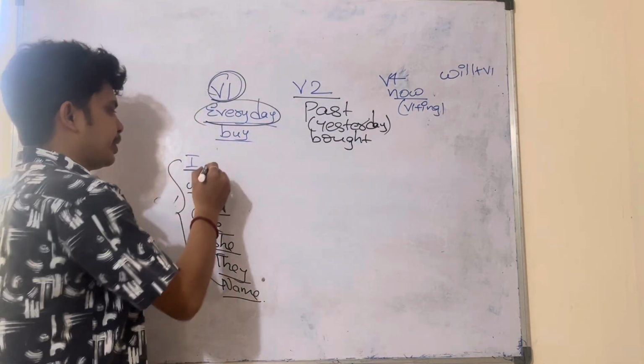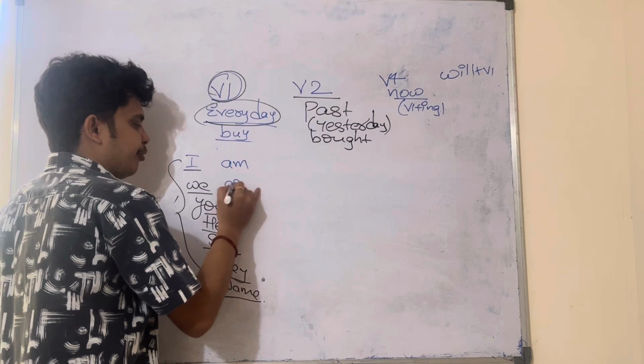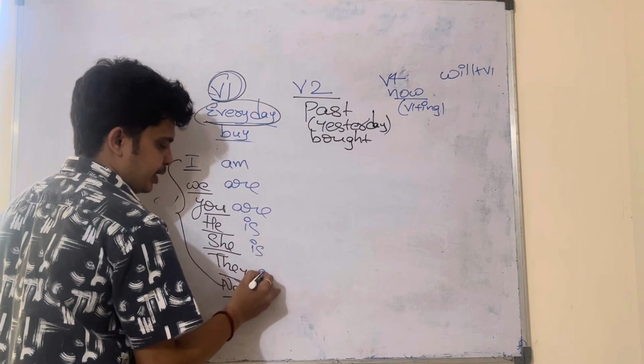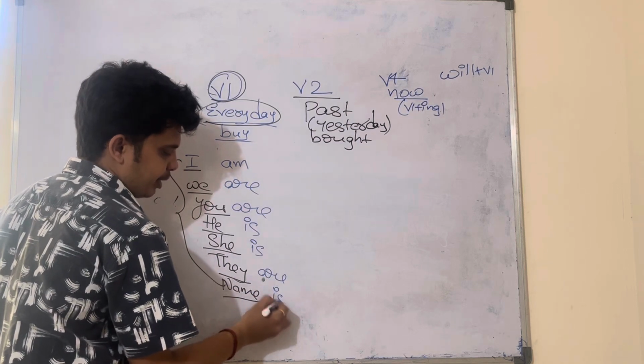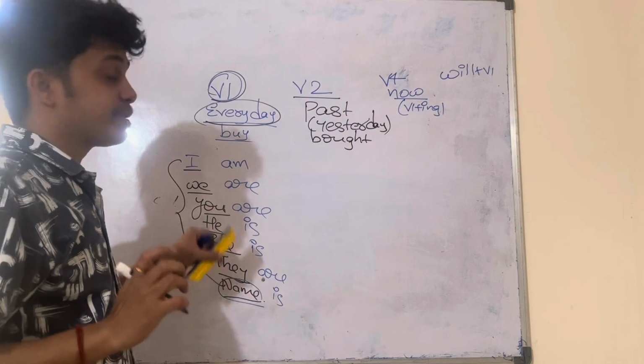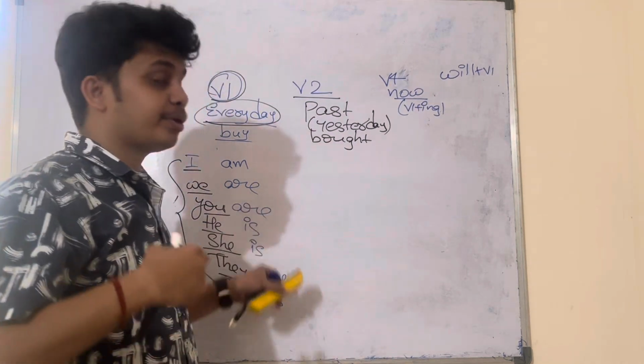And here only one thing you need to add: I am, we are, you are, he is, she is, they are, Ramesh is, any name it can be. But if there are two names, then use are. Okay. So as we are in the series, how to learn English without grammar.